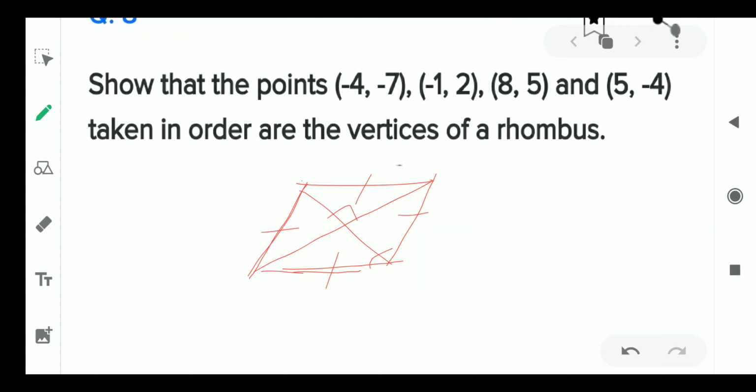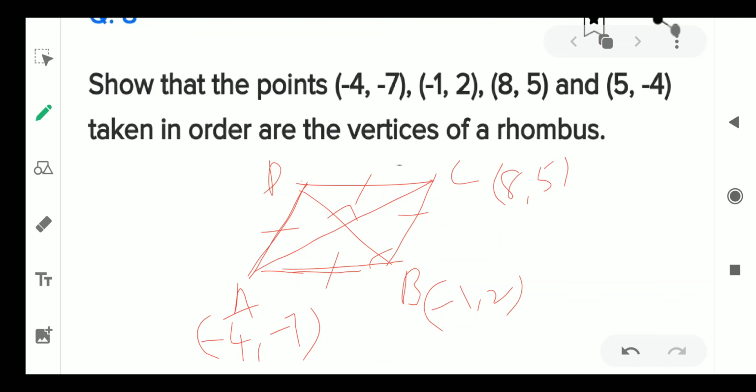Now the given points are A, B, C and D. What is A? We should take them in order: A(-4, -7), B(-1, 2), C(8, 5) and D(5, -4). Okay, these are the points given.